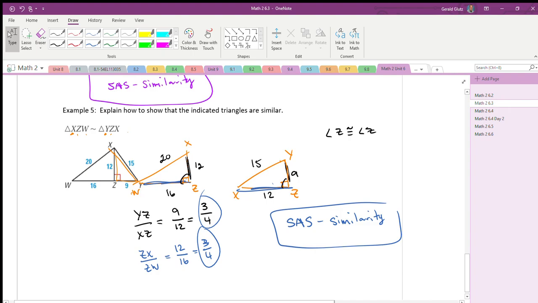So again, just a reminder, if you get overlapping triangles like this, a lot of times it's easier if you redraw them, because I have trouble just looking at those and seeing if they're similar.